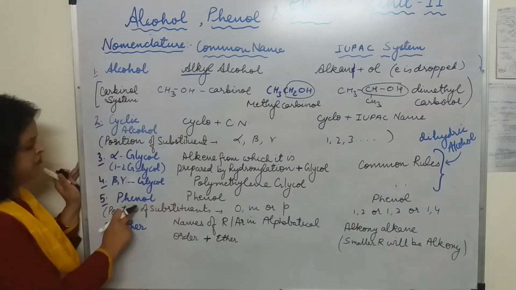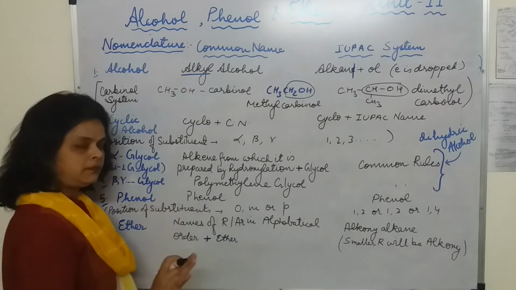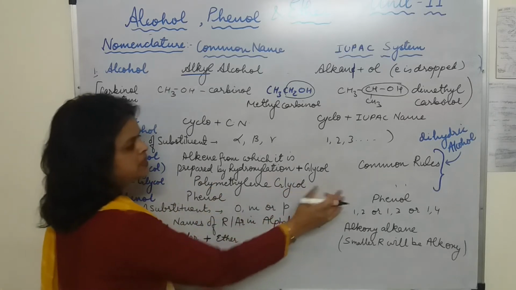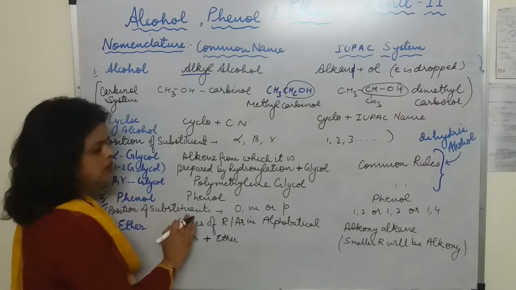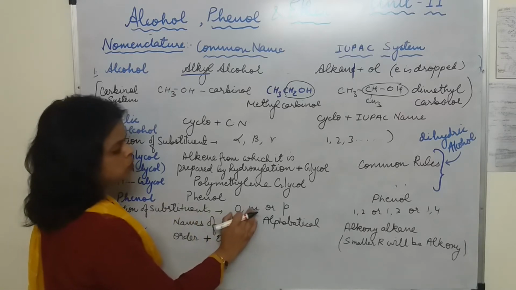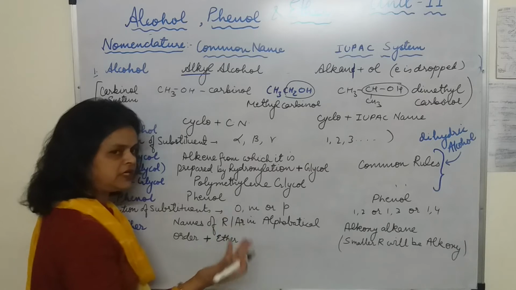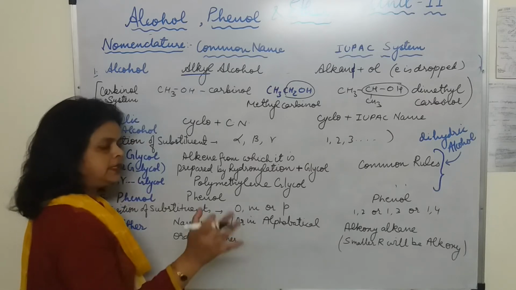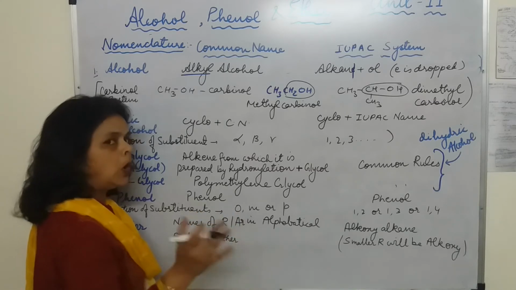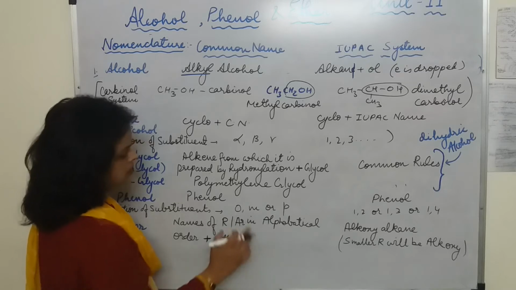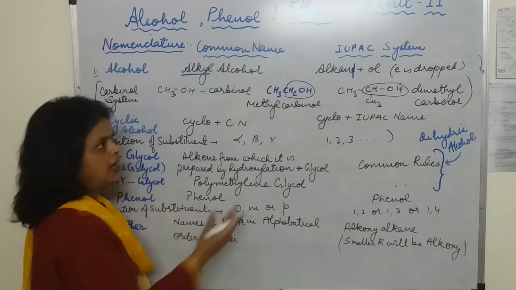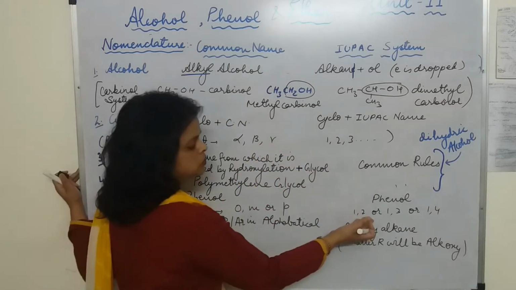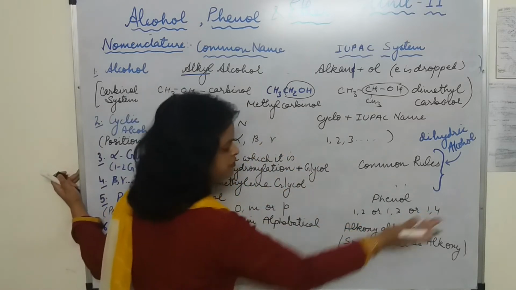Now, phenol. Phenol has the same name in the common as well as the IUPAC system. Here the position of substituents is represented by ortho, meta or para. If you have two substituents, they are either adjacent, alternate or diagonally opposite, and accordingly we use the terms ortho, meta and para. In the IUPAC system, we use 1,2, 1,3 or 1,4.